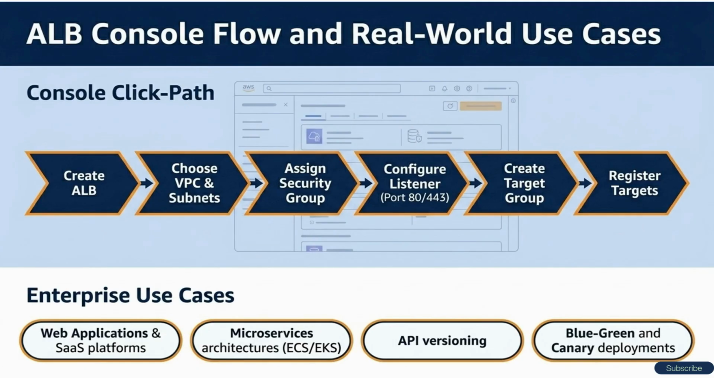Let's look at practical scenarios. Suppose Netflix has multiple services: login service, recommendation service, billing service, content service. Instead of creating separate load balancers for each service, an ALB can route requests intelligently. Examples: /login to authentication service, /billing to billing service, /recommendations to recommendation service. This reduces infrastructure costs and improves scalability. You'll commonly find ALBs in SaaS applications, APIs, microservices platforms, e-commerce websites, container platforms such as ECS and EKS.